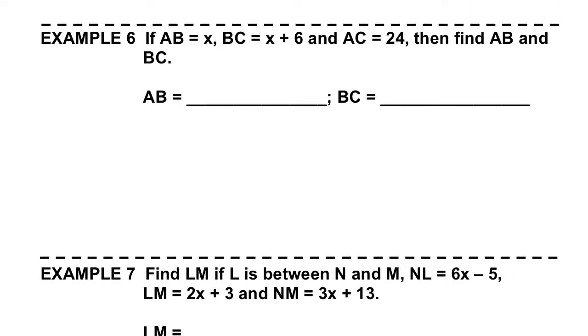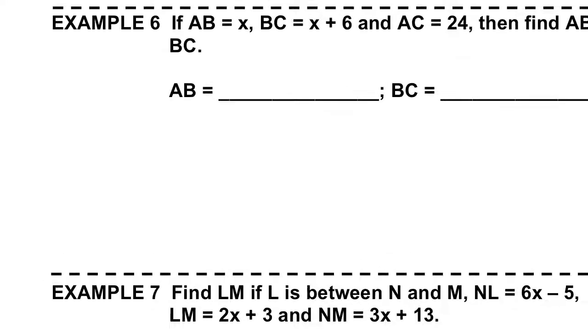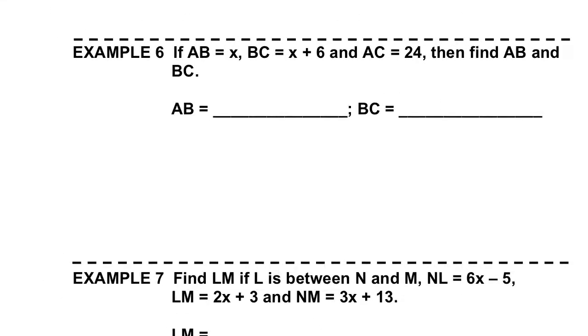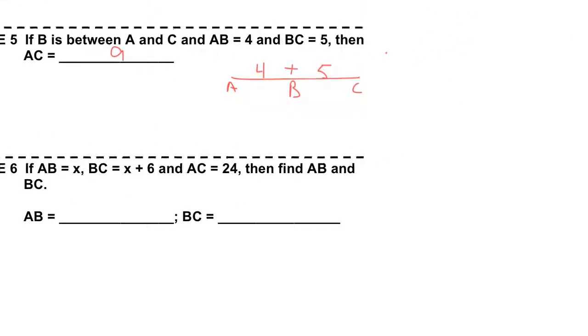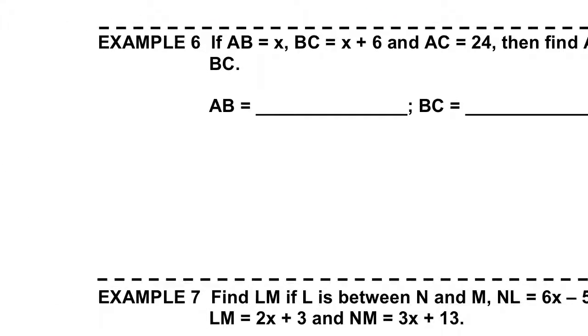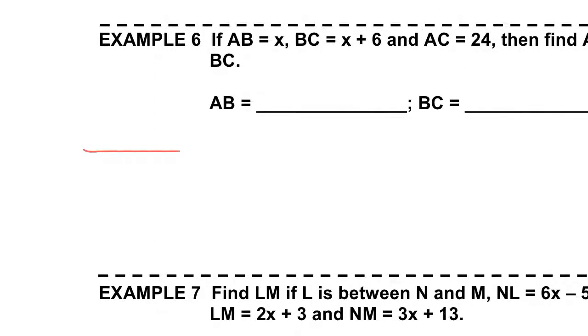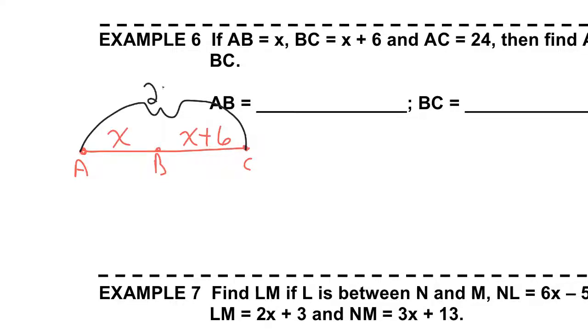Now, it's been a while since we've looked at X, I'm sure. We're going to use some variables here. This might be a little trickier, so I hope you remember your Algebra 1. It says if AB is X and BC is X plus 6, and AC is 24, find AB and BC. Now, they're using the same picture we used up here where B is between them. So a picture is pretty pivotal here. So let's see. There's A, B, and C. From A to B, it's X. From B to C, it's X plus 6. And then, of course, they tell us the whole thing from A to C is 24.